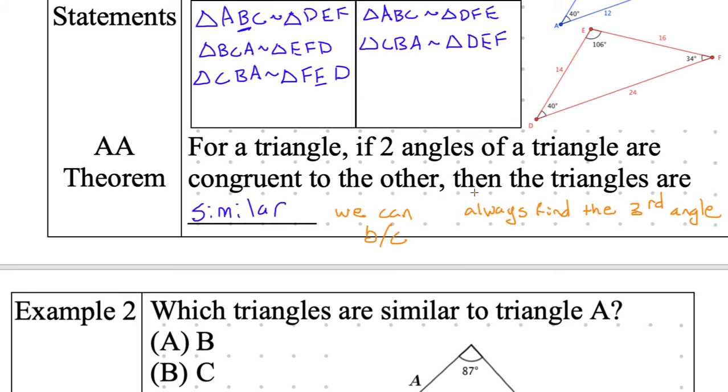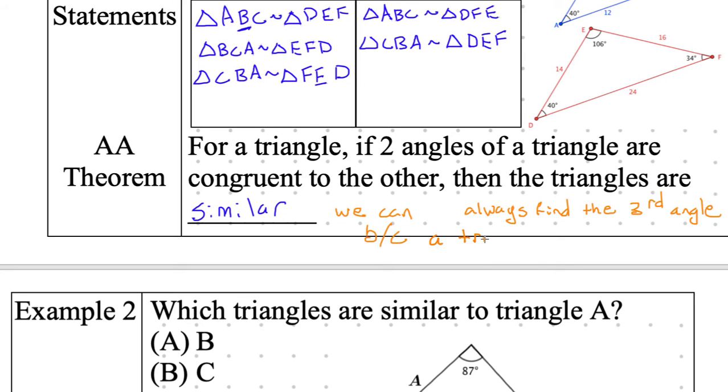You can always find the third angle because a triangle, I'm being very informal here. I should technically be saying the interior angles of a triangle sum to 180. I'm just going to say a triangle has 180 degrees.